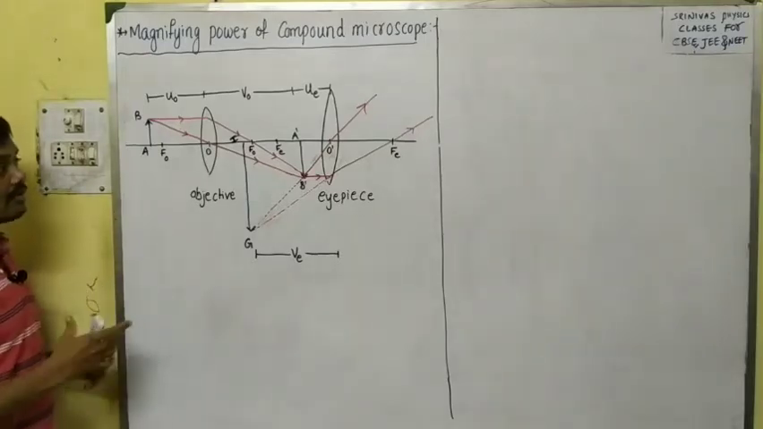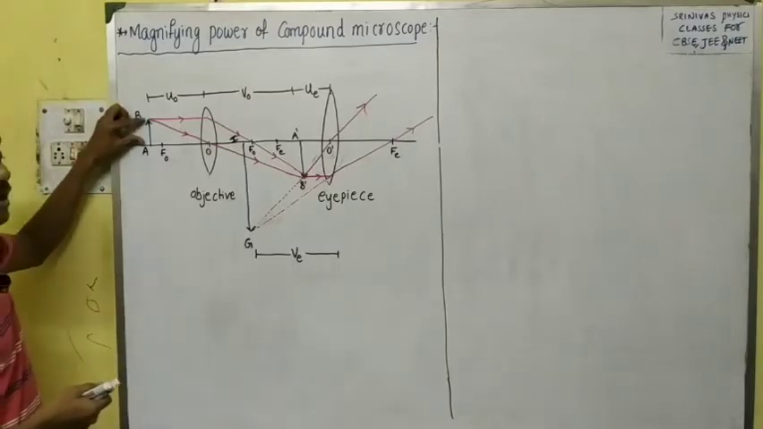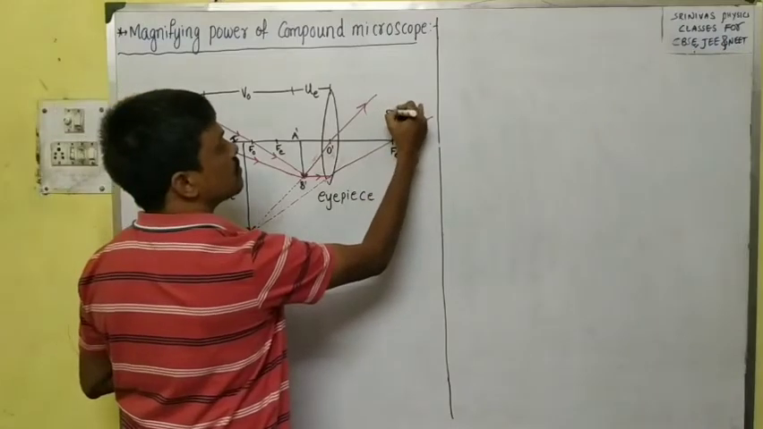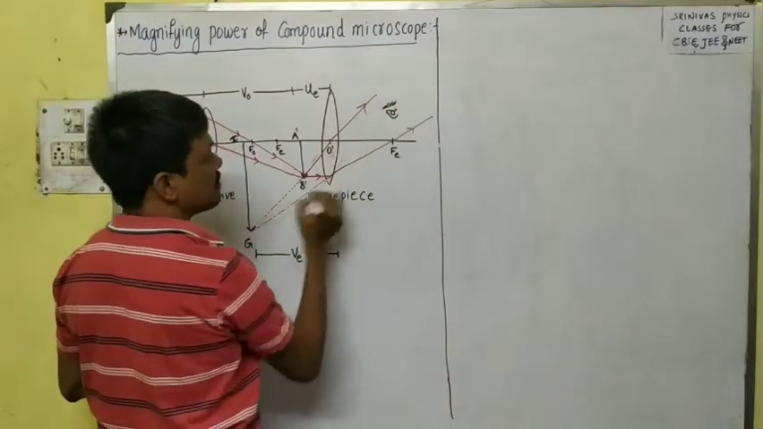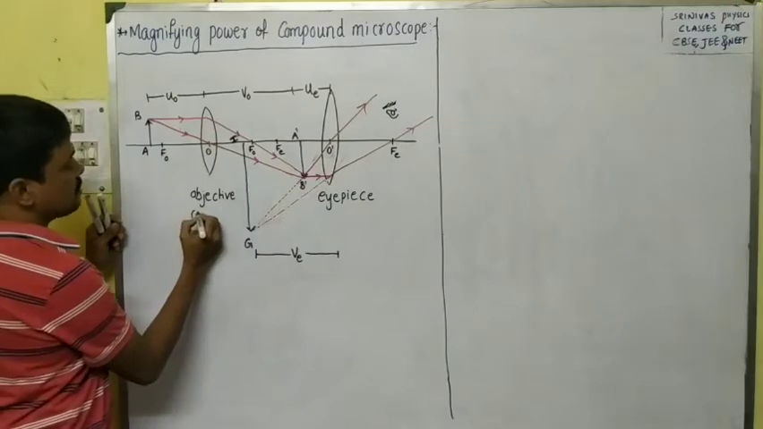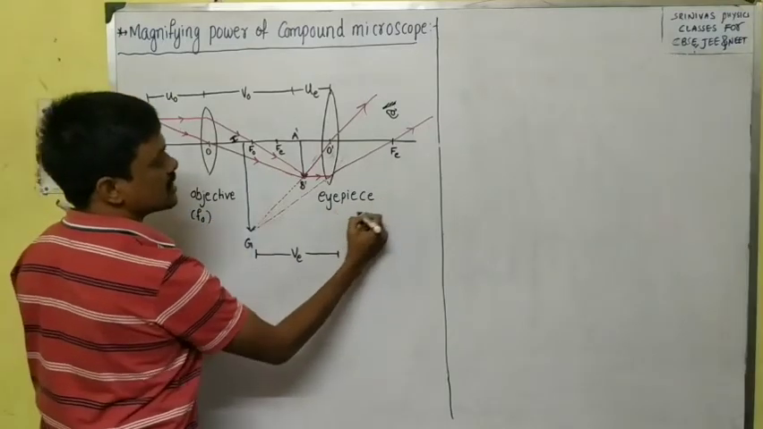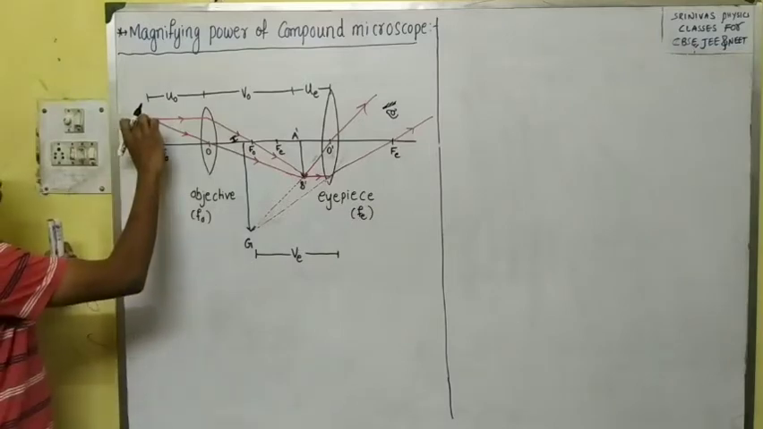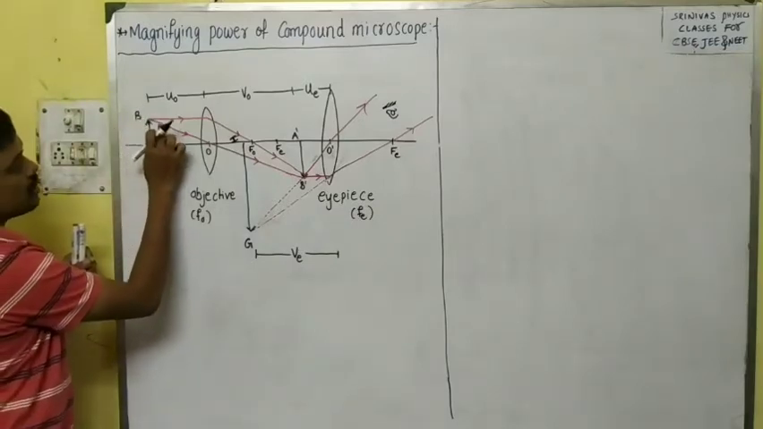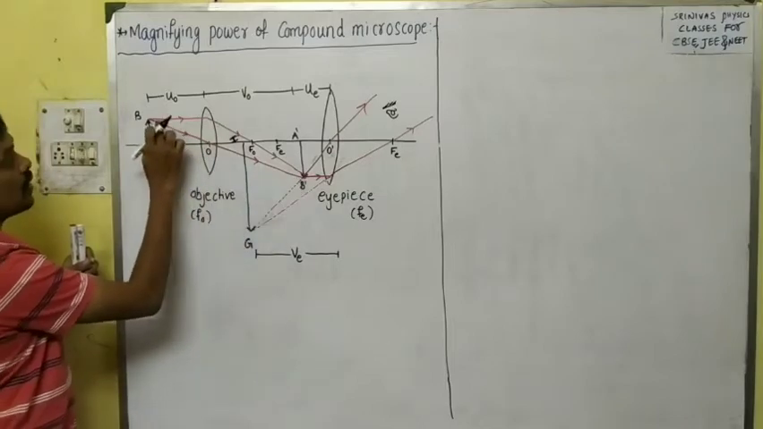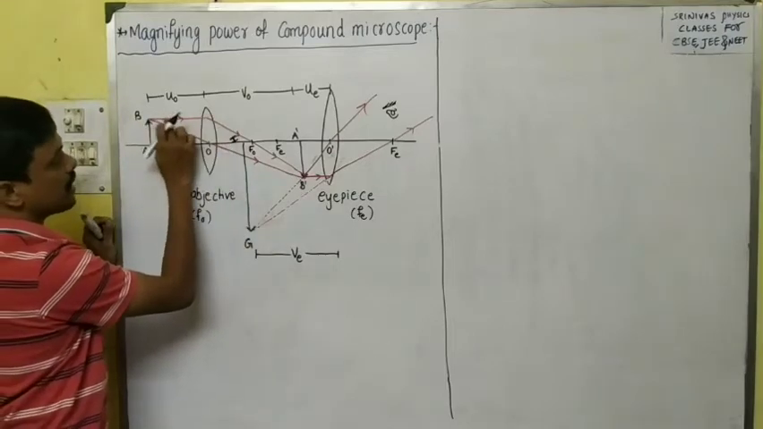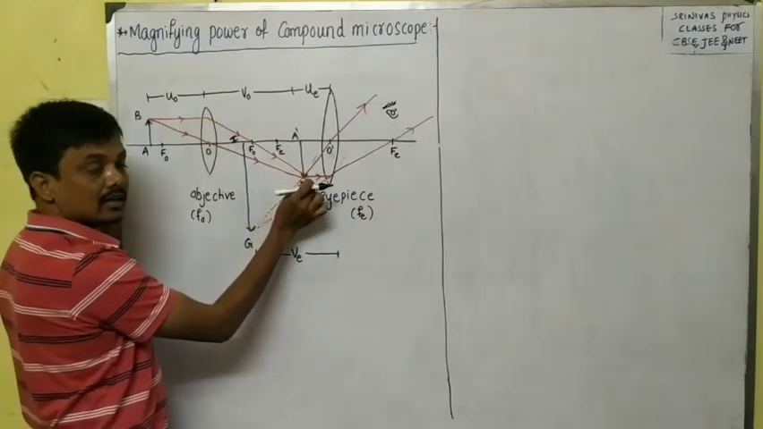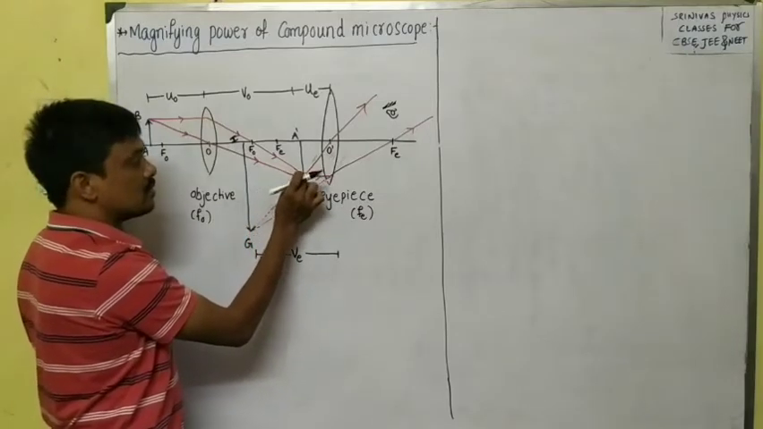Before that, I will explain once again. This is the original object AB. When we see this object from the other side, this is the eyepiece. Its focal length is F suffix O and its focal length is F suffix E. Firstly, we are taking the object AB. One light ray passes through the optical center, it goes straight. And one light ray is parallel to the principal axis, it passes through the focus. And they will meet at a point. And where they meet, there the image will be formed.